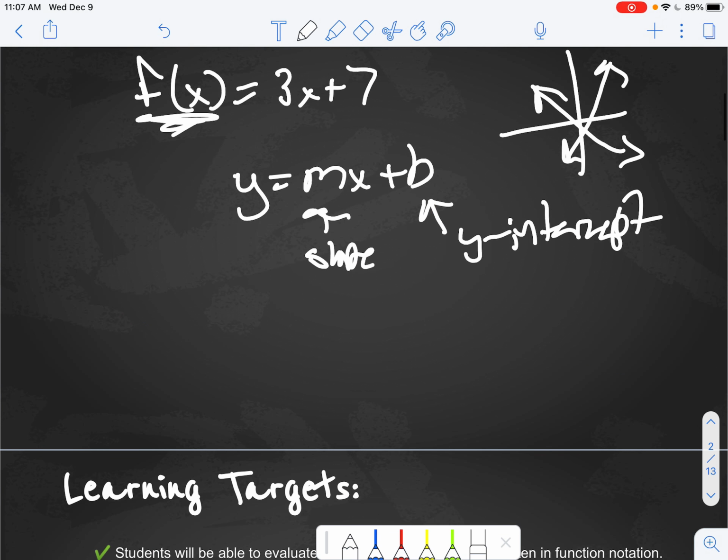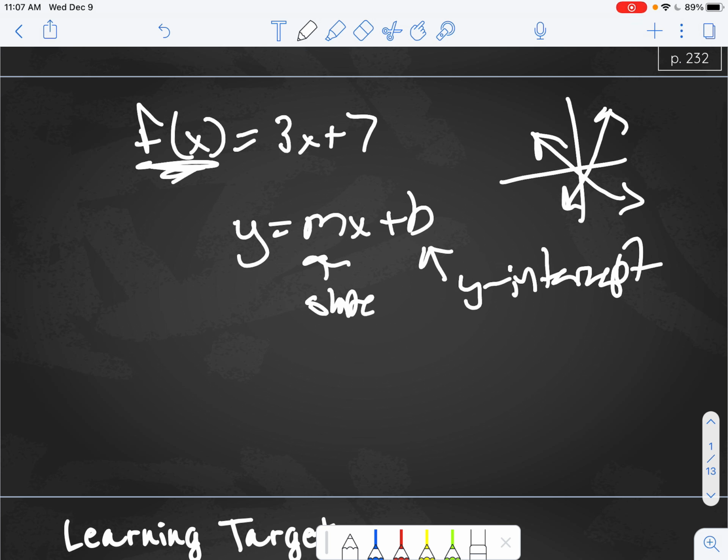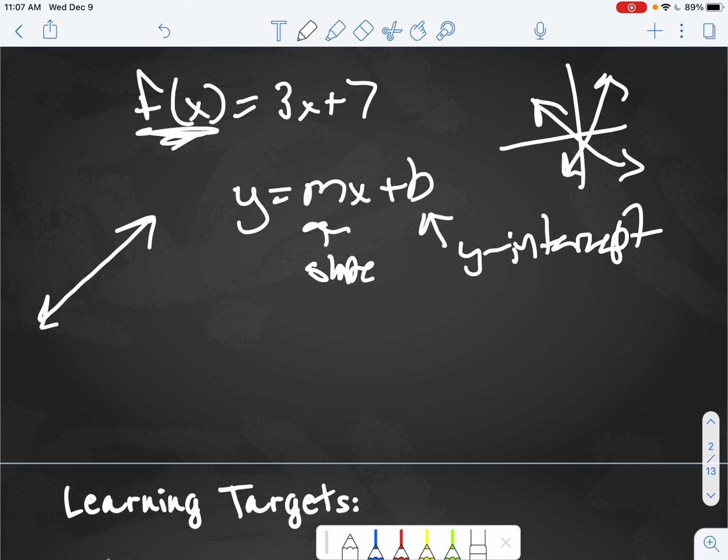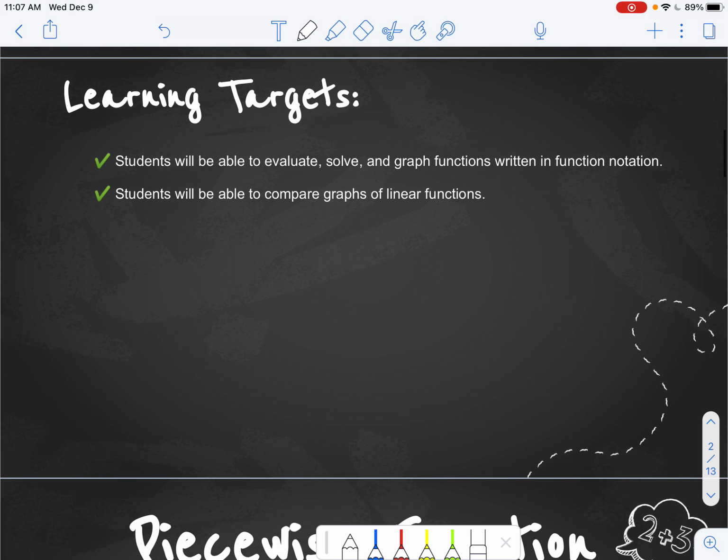Now, today we're going to look at special functions. So that means that not all of them are going to be just a normal line like we're used to. And I'll leave the preview at that. We're going to see some different types of functions.